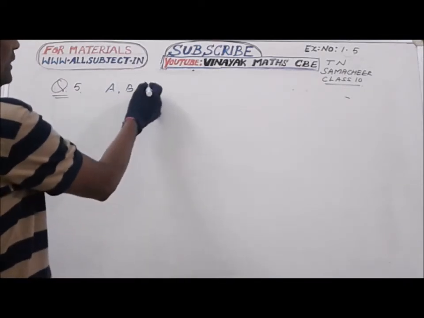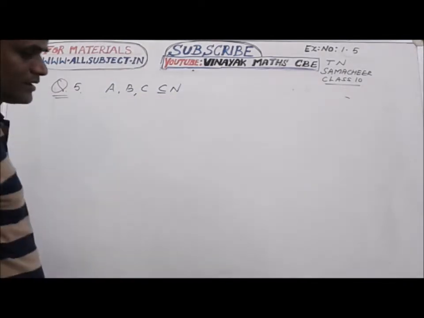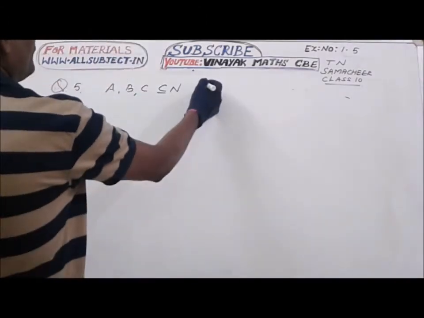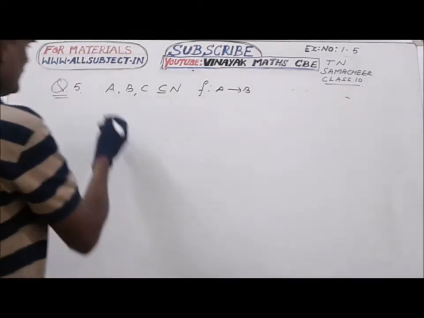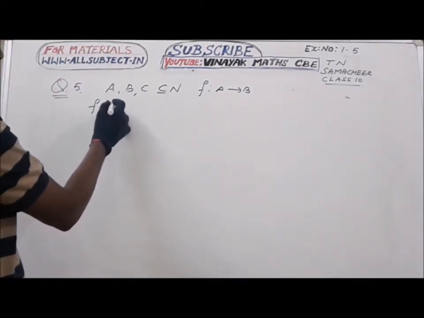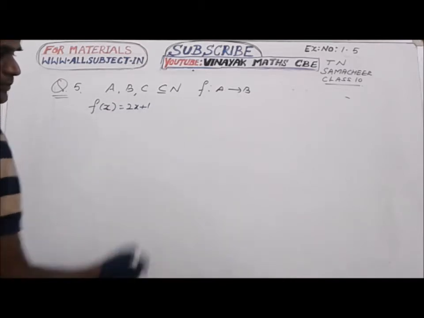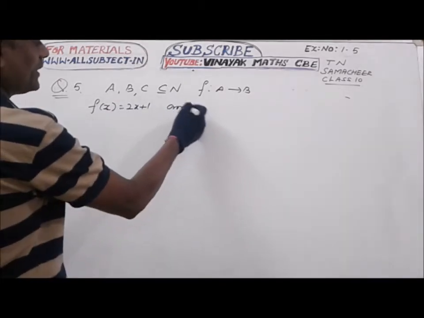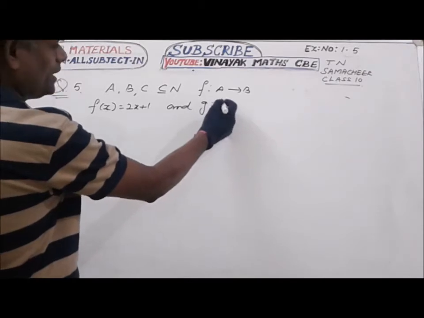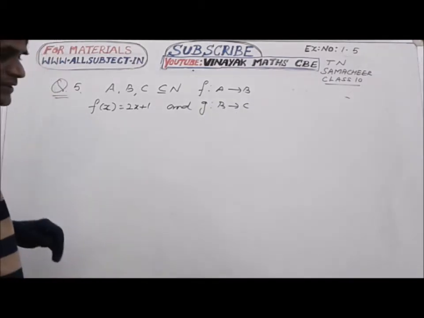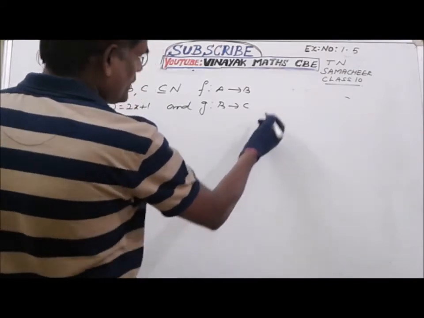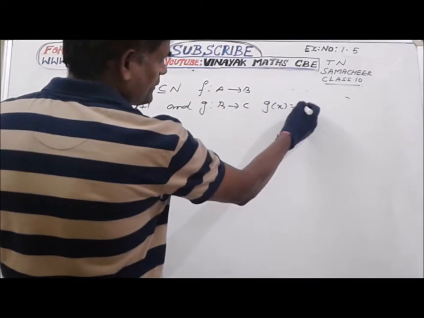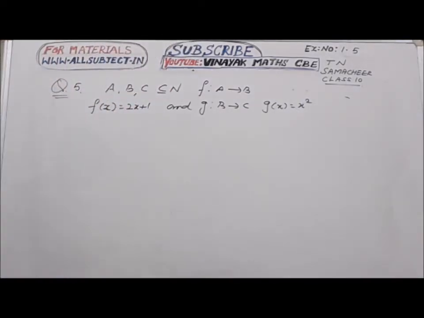A, B, C are subsets of the natural number set N, and f is a function defined from A to B, given f of x is equal to 2x plus 1, and g is a function defined from set B to C, and g of x is given as g of x is equal to x square. Then find the range of f composition g and g composition f.